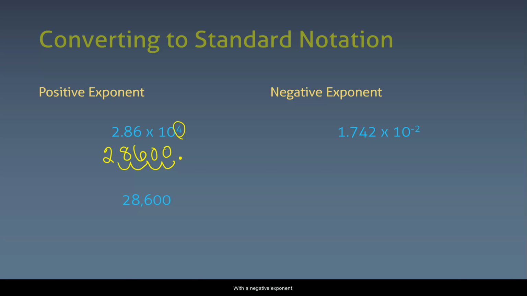With a negative exponent, we're going to be moving the decimal back the other direction, so to the left. And in this case, since we have a -2, we can say our 1742, our decimal is going to start right here. And then we're going to move it 1, 2 places, which means we're adding in 1 zero to give us our final answer.